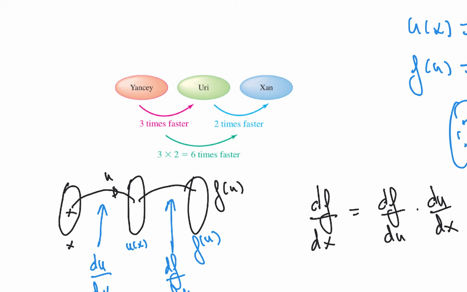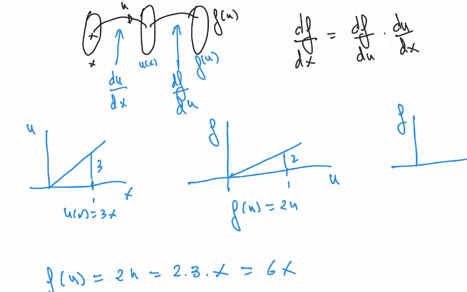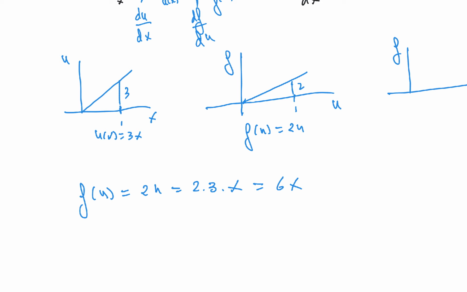Okay, maybe you can do this problem and we can check. For example, if u of x is 3x, and f of u is 2u, what is f of x? f of u is 2u. And what is u? u is 3x. And 2 multiplied by 3x is 6x. And so f of x is 6x.